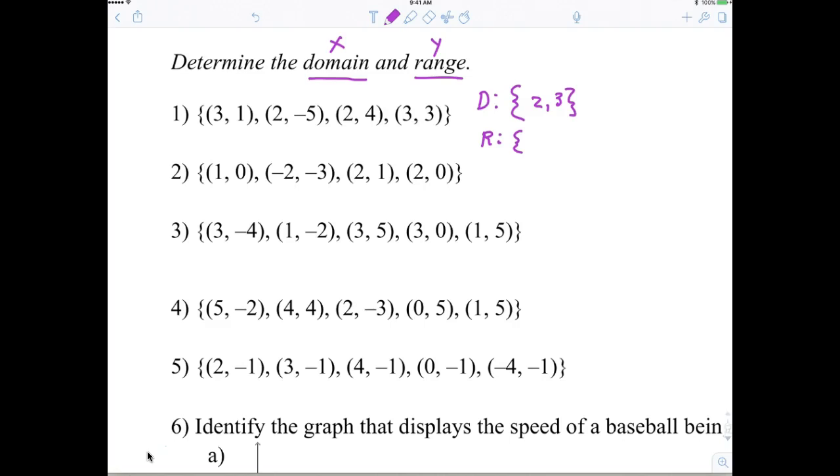The range is a list of the what? The Y values. All right. So again, the Y values 1, -5, 4, and 3. So write them in order: -5, comma 1, comma 3, comma 4. All right. So now you listen to me. I said the numbers are not repeated, and you put them in order.